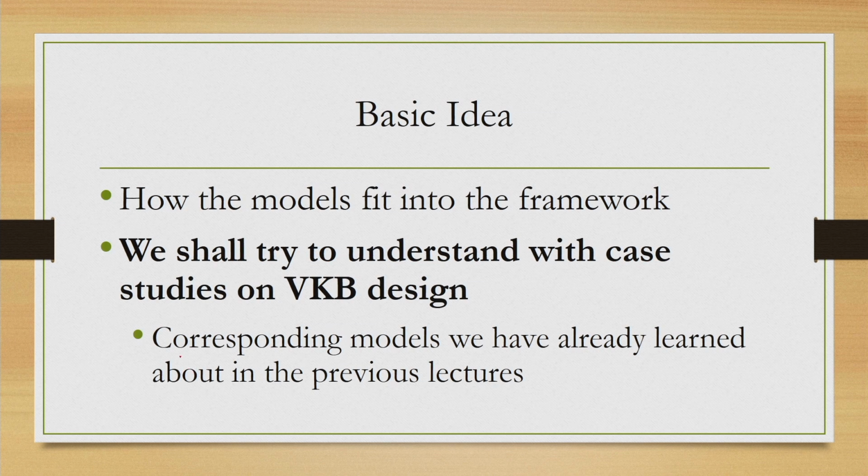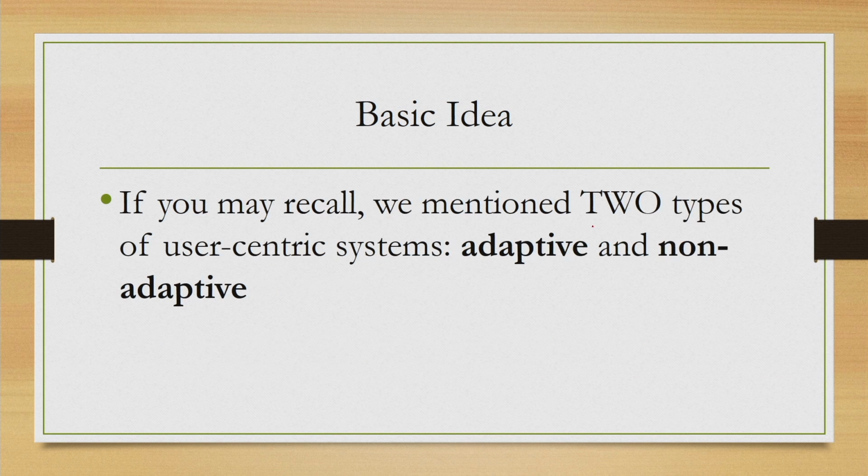Because we have already discussed the corresponding models in the previous lectures. If you recollect, two models we have discussed, the Fitts diagram model and the thumb typing model. Now, these models will be helpful in understanding how we can use models in order to build an interactive system, in this case a virtual keyboard. And we will discuss this in terms of a few example keyboards. If you may recall, there are two types of user centric systems that we have discussed earlier. One is the adaptive system and the other one is the non-adaptive system.